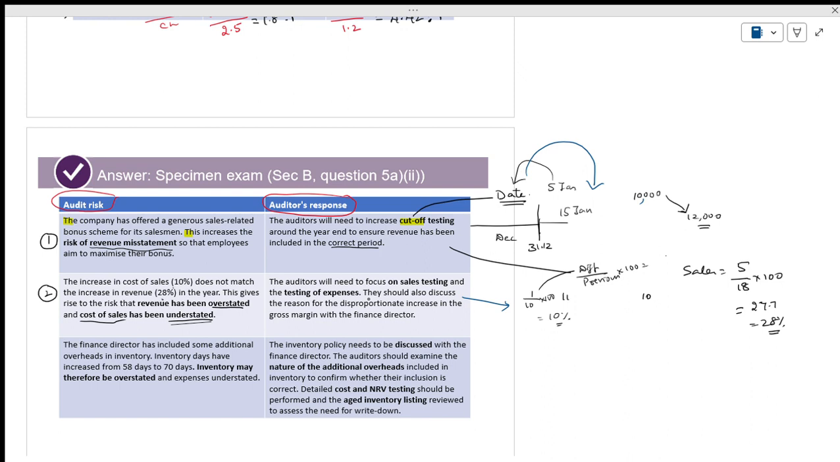The revenue is increased how much? Fine, 28%. But cost of sales is increased how much? 10%. Means you cannot say that this happens because of what? We are talking about generous sales. Some discounts we don't know. They have given discounts, taken all the things automatically, to boost up the sales. What will happen? The revenue is going to be overstated. The cost of sales is understated.